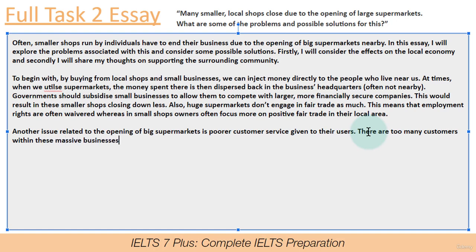Another synonym there, massive businesses. So they are unable to give real attention to individuals when problems arise. Wow, that was quick. I was really on a roll then once more. But let's read this back, make sure that we've got everything grammatically accurate. There are too many customers within these massive businesses, so they are unable to give real attention to individuals when problems arise.